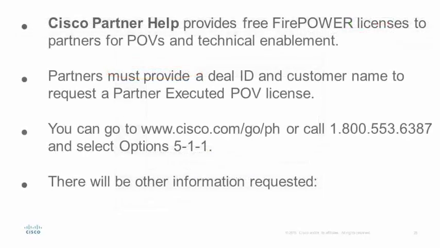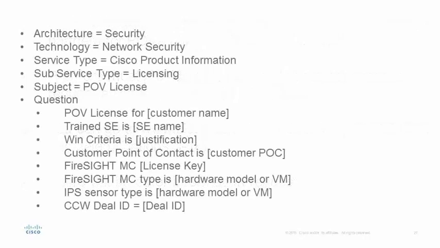For partners, you're going to want to leverage partner help, which you can access by going to www.cisco.com/go/ph, or you can call the 800 number on this slide and go through the options listed on this slide, and they will be more than happy to cut you some licenses. You'll need the deal ID and customer name and some other information. That other information consists of the trained SE who's going to be on this opportunity, what is the win criteria. You'll want the license key provided in there. Of course, they can't really do anything without that.